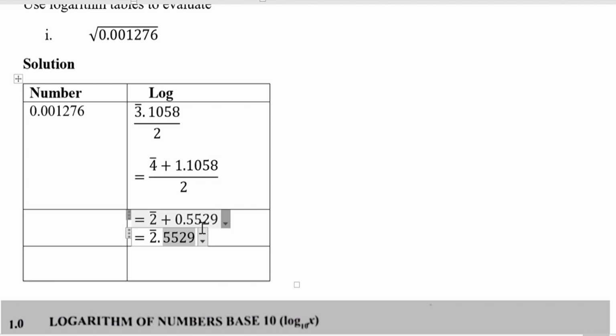So that means the square root for this number here is a certain number which we don't know, but we know its logarithm is bar 2.5529. So the next thing we do is to get the antilog for that. And when we are writing the antilog, we know it is written in standard form, so it's something times 10 raised to power negative 2. Why negative 2? Because this characteristic here takes the power of 10. And since it's bar 2 means negative 2, so it means this 10 will have negative 2. And then we read this one from the anti-logarithm table.